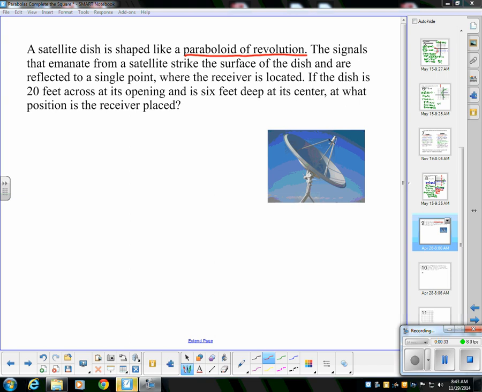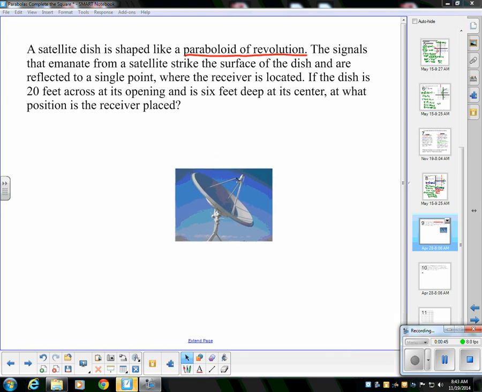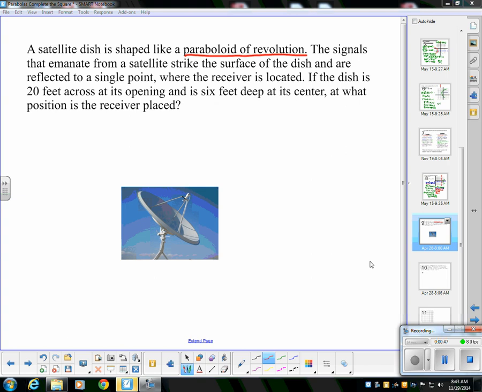For our work, we're going to use the parabola equation. Then it gives you some information. The signals that emanate from the satellite strike the surface of the dish, and they're reflected to a single point where the receiver is located. I put a little picture of a satellite dish here. So here's a satellite in outer space. You know, they usually have these paddles on them, and it's usually something like this. This is my artistic rendition.